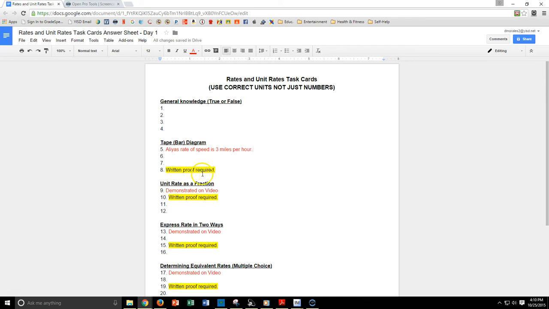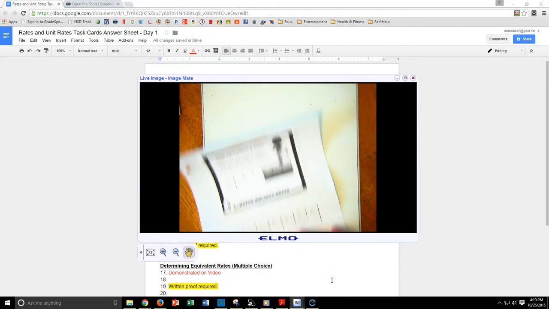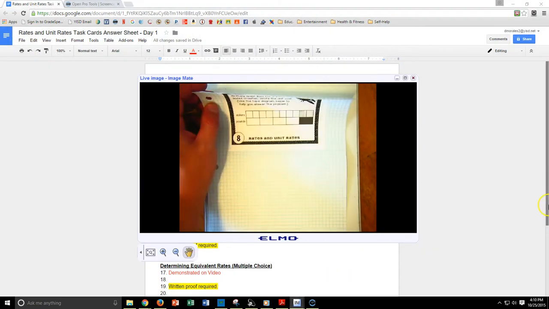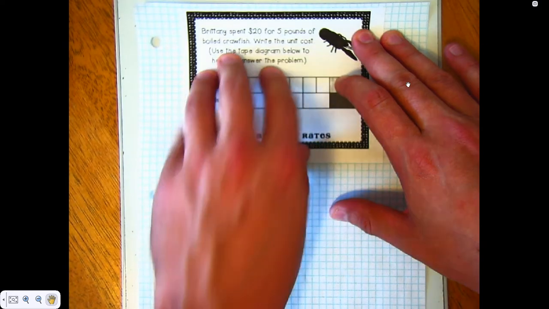This one says written proof is required. That means for numbers 6 and 7, you'll do all your work on the dry erase boards. But for number 8, you're going to be given a hard copy. Here's what it's going to look like. You'll be given a copy of a paper that looks like this, and it's going to have number 8 on top, the same as the one in your stack of cards.